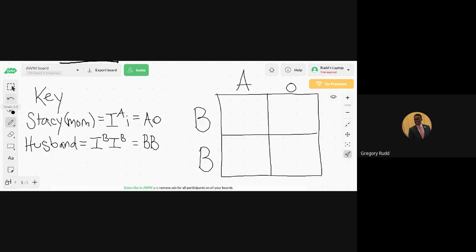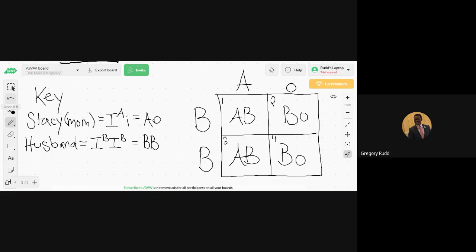Okay, so what goes in box 1? AB. What goes in box 2? OB. Okay, I'm gonna write BO, but it's okay to write it either way. What about box 3? AB. And then what about box 4? BO. Excellent.